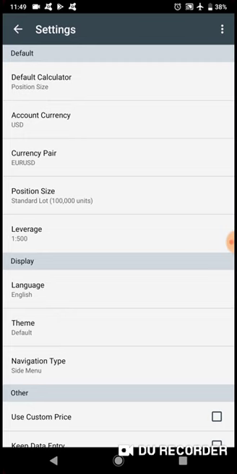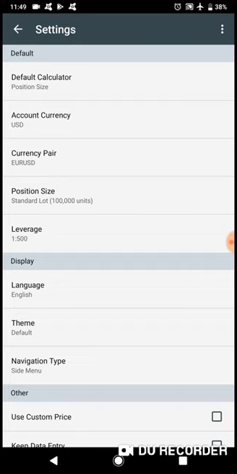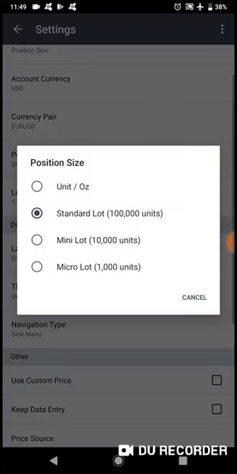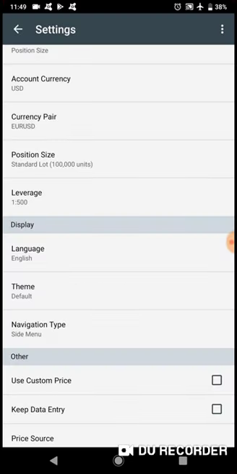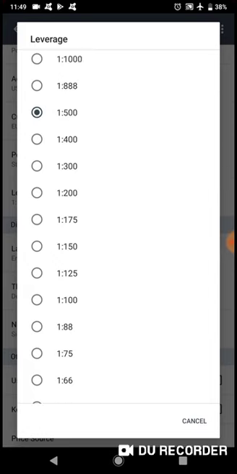Your account currency, I assume, is in US dollars because that's the common account currency. Then you also want to make sure that you selected the position size as standard lot. Everything will be calculated based on a standard lot calculation just to make things easy. Your account leverage will usually run anywhere from 1:200 to 1:500. If you don't understand what leverage is, please go and get some foundational knowledge on babypips.com.